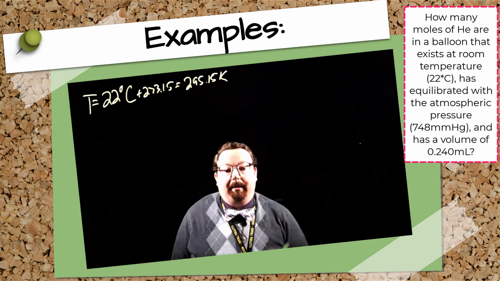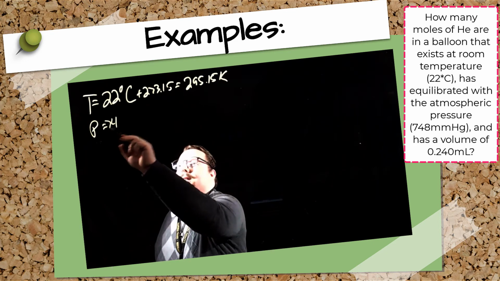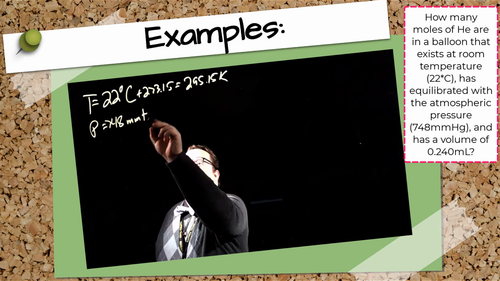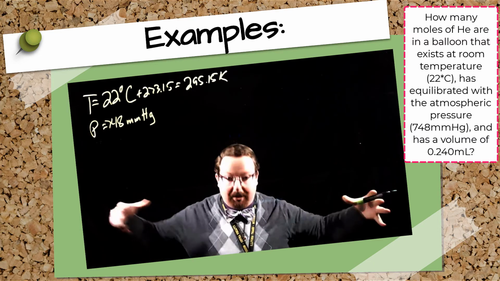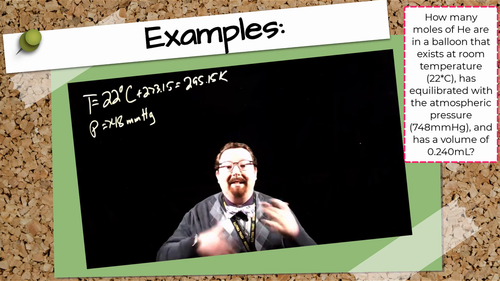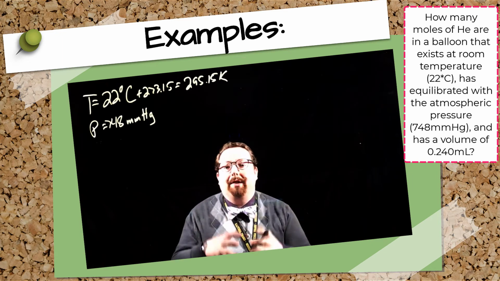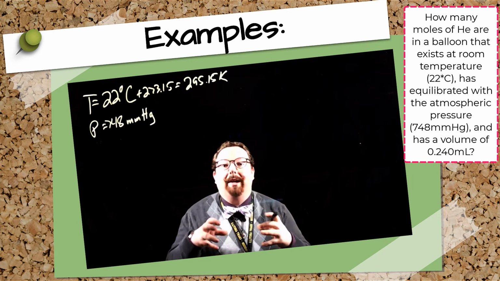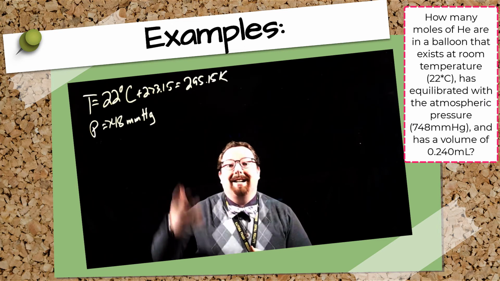There's a barometer in the room which says that our air pressure is 748 millimeters of mercury. Now, that means that the pressure pushing on the balloon is 748. Since balloons have elastic walls, they're going to stretch or contract as much as they need to get the air pressure inside the balloon to be the same. So we can assume that this is also the pressure inside of our balloon.